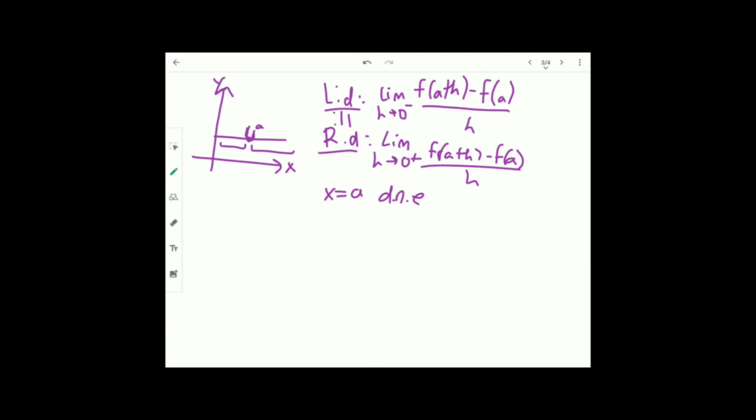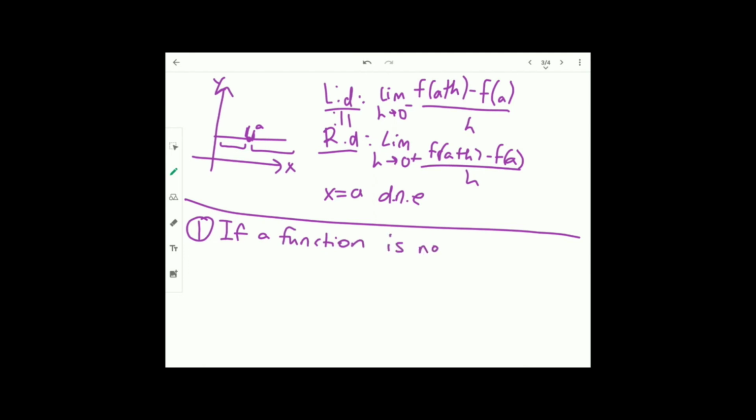Okay? Now we learned two, not exactly theorems, but statements that are very useful for us. The first statement is, and I'm just explaining them in simple English, not the exact wording: if a function is not continuous at a point, then it's not differentiable at the point. So this statement saves us a lot of time.